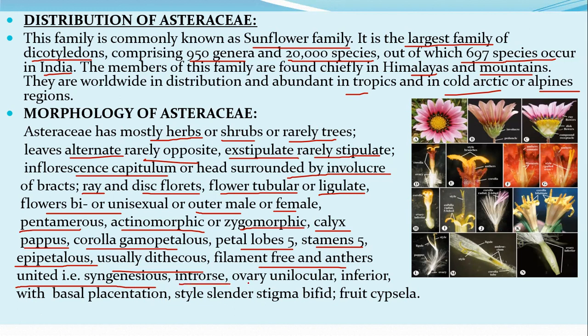While talking about the gynoecium, the ovary is unilocular, inferior with basal placentation. In Asteraceae family members, the placenta is located towards the base, so it is basal placentation. Style slender, stigma divided into two branches. Fruit is cypsela type.